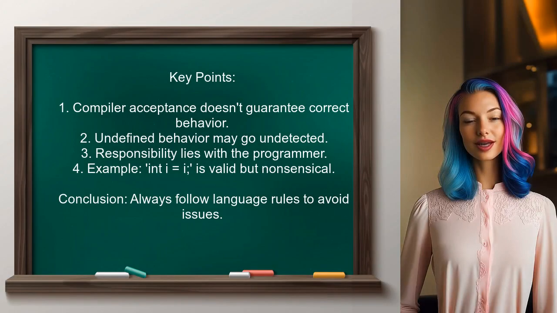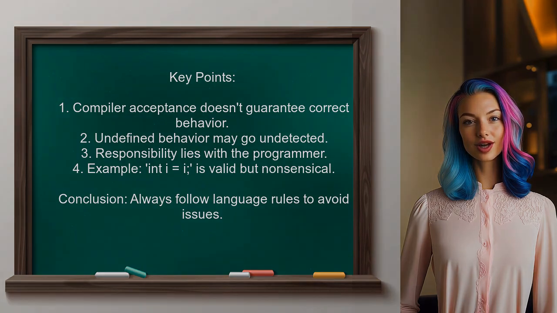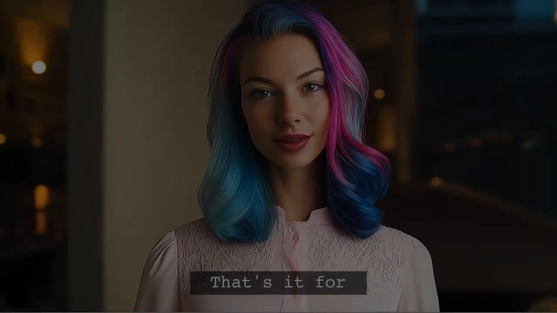This user points out that just because the compiler accepts the code, it doesn't mean it behaves correctly. They explain that the compiler isn't required to catch all instances of undefined behavior. It's up to the programmer to ensure their code follows the language rules. For example, initializing a variable with itself, like int i = i, is syntactically valid, but doesn't make logical sense. The compiler may not warn you, and it can produce unpredictable results because you've invoked undefined behavior. That's it for that response.